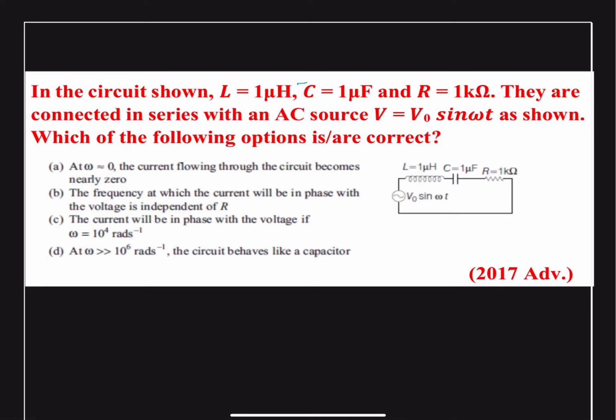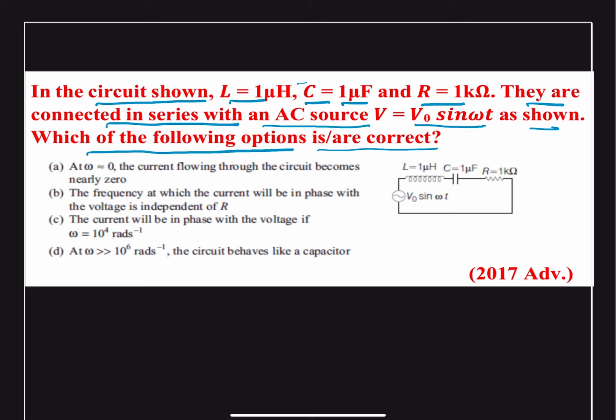Hello friends, today's question. In the circuit, L is 1 microhenry, capacitance is 1 microfarad and resistor is 1 kilo ohm. They are connected in series with an AC source V is equal to V0 sin omega t as shown in figure. Which of the following options is or are correct?